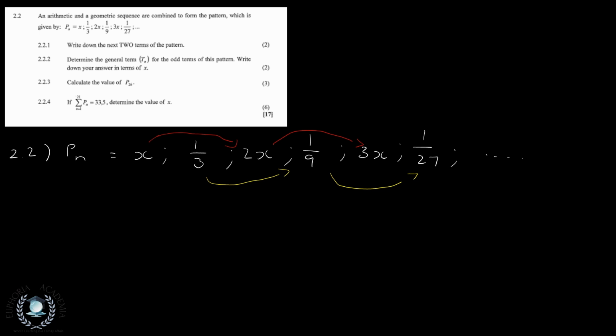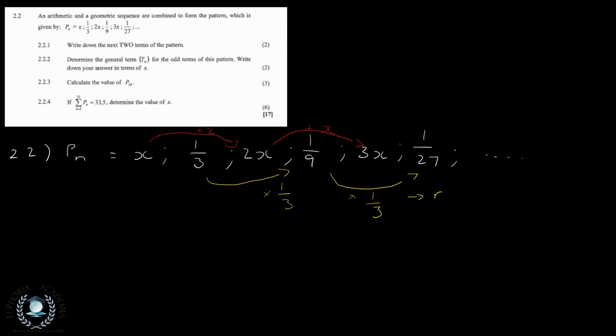Now we can see for the numbers, so the 1 over 3s and the 1 over 9s, that there seems to be a change of 1 over 3 as we move from 1 over 3 to 1 over 9 to 1 over 27. We're multiplying by 1 over 3, so that is our constant ratio, so that's our geometric series. And then for the x's, we have x, 2x, and 3x. You can see that there's an addition of x, and that's our common difference.